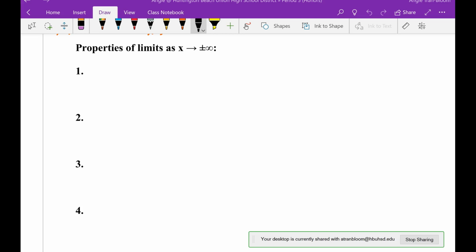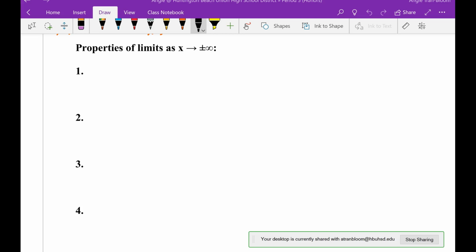The limits or the properties class, I will wait for when you are ready to proceed. So the properties of limits as x approaches negative infinity or positive infinity, they are the same as earlier, okay?